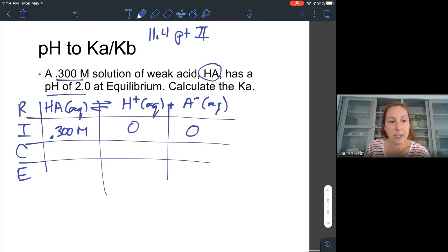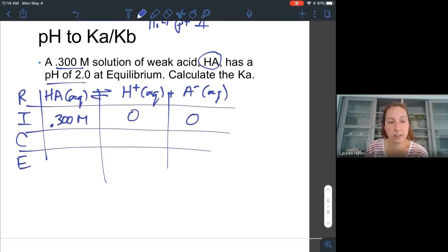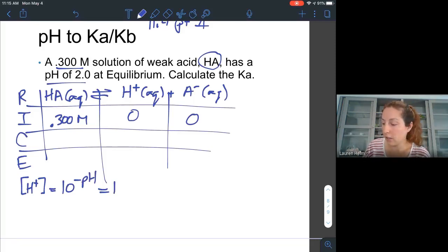For our pH, we're going to use that to find the change. So if we recall that the hydrogen ion concentration is equal to 10 raised to the negative pH, or what we call the antilog, we can take the antilog of our pH of 2, and we get 0.010. This is the concentration of our hydrogen, which goes right there. So we can write that in, 0.010.